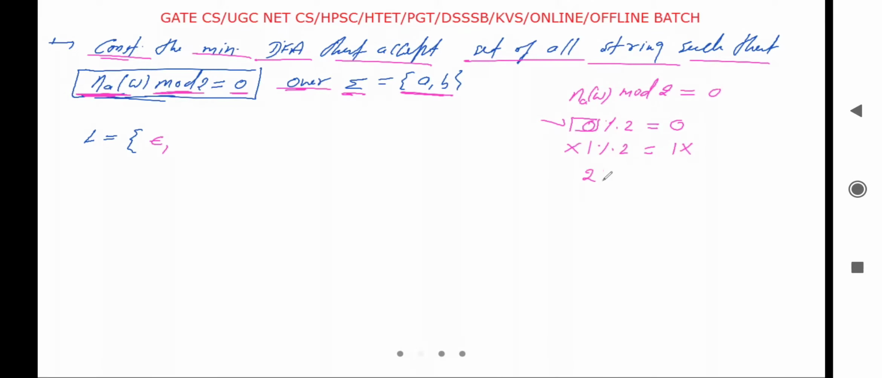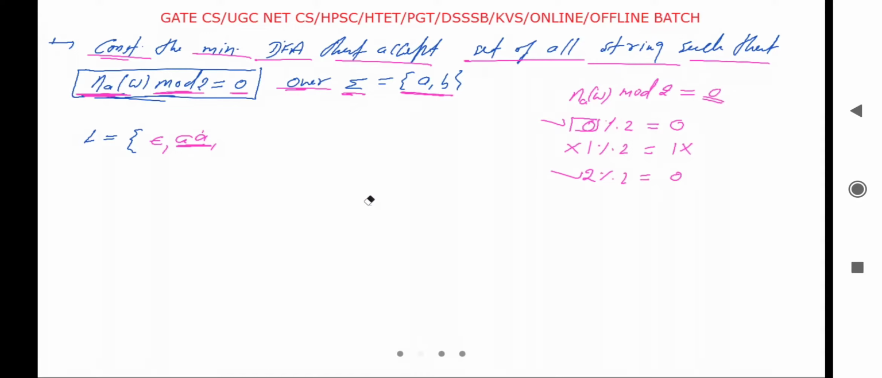What about 2 mod 2? 2 mod 2 is equal to 0 and the remainder is 0, which means it is a possible case. So here it is possible. A 2 length string can be aa, ab. Number of a means there is a condition over the a and there is no condition over the b. It means the number of a can be 2, because it says number of a in w mod 2 equal to 0. So the number of a can be 2, and 2 means it can be aa.